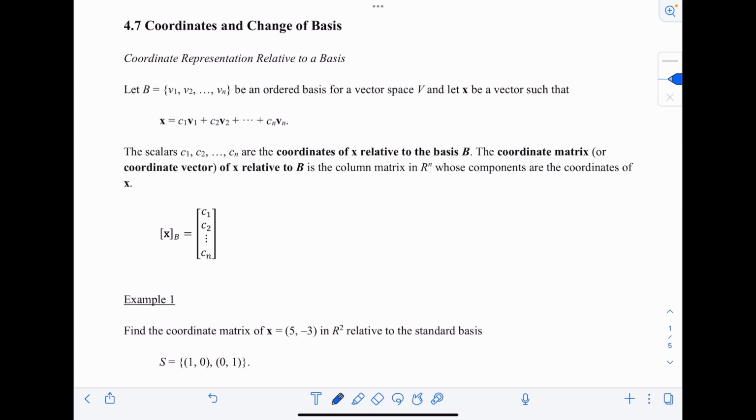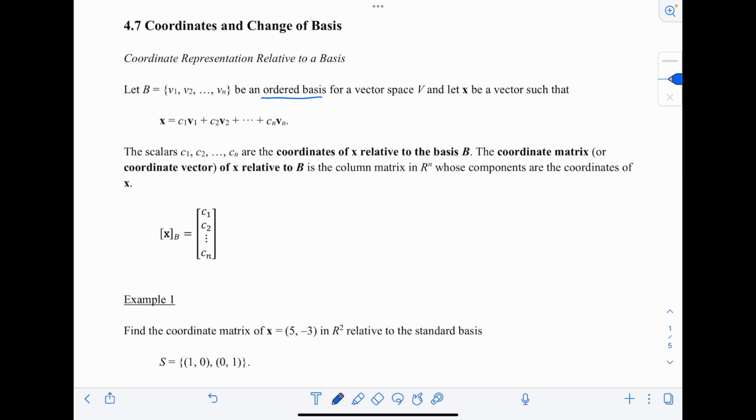Then it says the scalars, and this is where we get into the new. So it says the scalars in that linear combination are the coordinates of X relative to the basis B. So in other words, we're going to start calling these scalars coordinates of X in this lesson. You'll notice up in the first sentence, it talked about an ordered basis. We've never talked about ordered before. We've always just called it a basis.